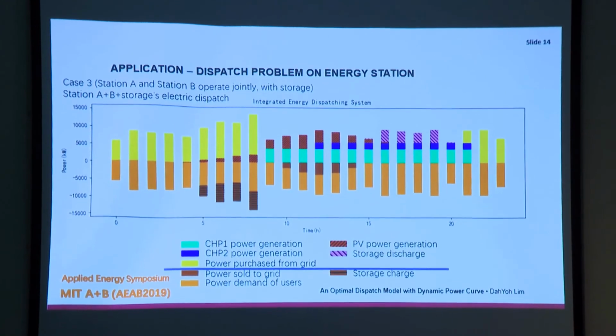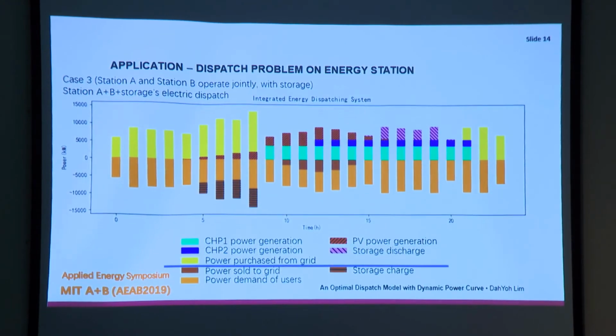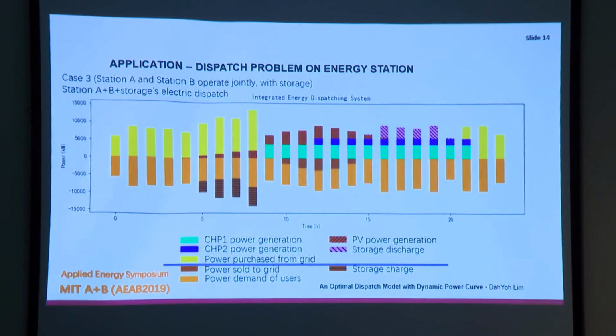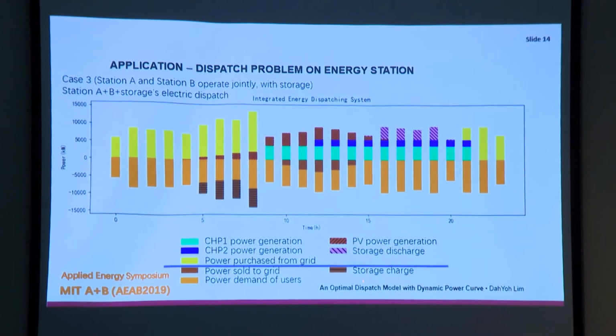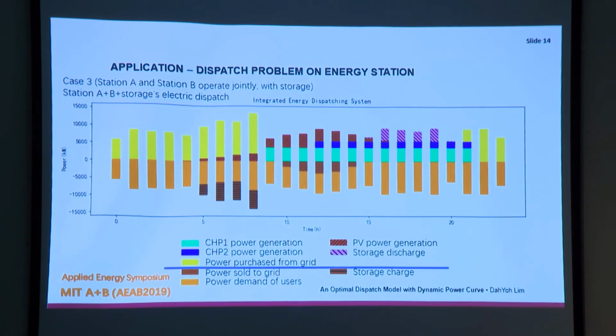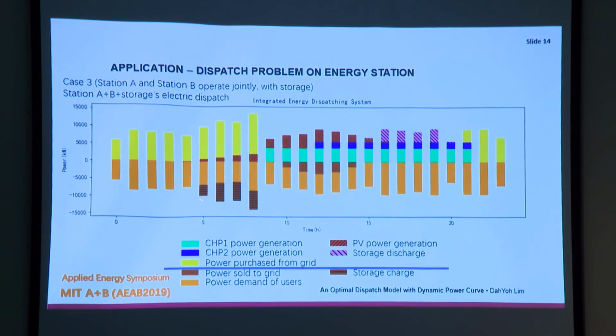And then case 3 is we virtually integrate stations A and B together with a set of simulated storage batteries. What happens now? Well, unsurprisingly, but happily, you see that there's energy arbitrage going on. When the energy prices are cheap, we buy it from the grid and we store it into the batteries, and later on, when the prices are high, we discharge, we sell it back to the users.